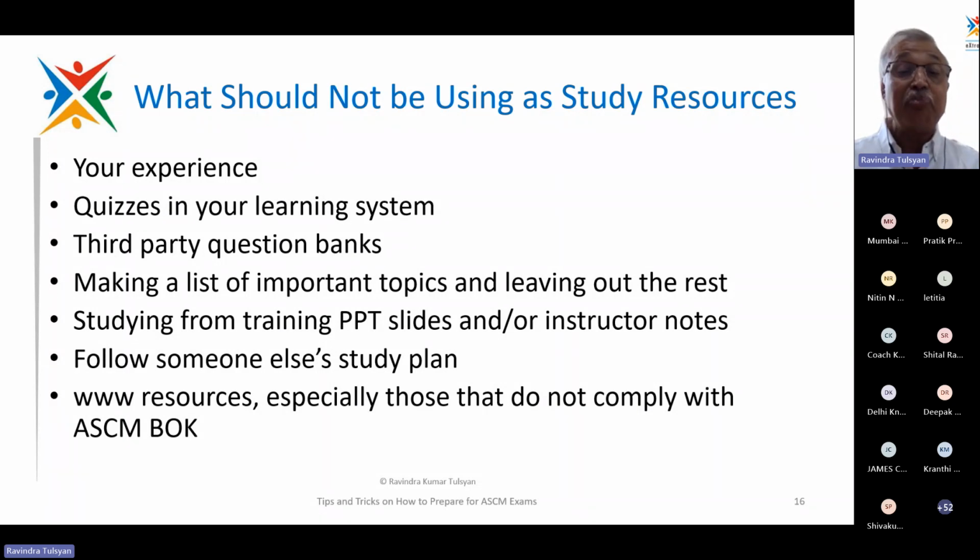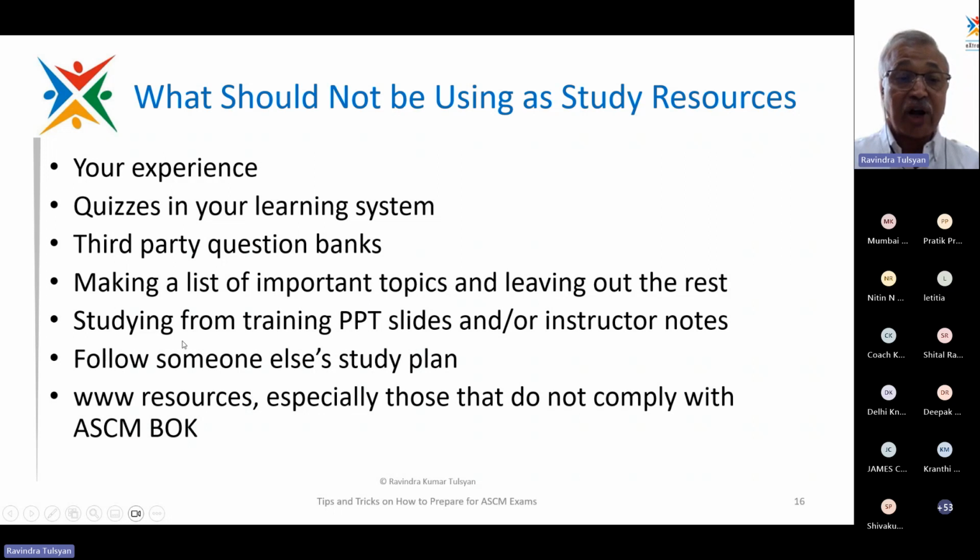And making a list of important topics and leaving out the rest. I think we used to do all this in the university. We used to take exam papers of the last 5 years, and then maybe 10 years, and then we used to make our own decision, our own guess, that this year what questions will come, what answers we'll have to give. Okay, so we can read these chapters and leave out these chapters. All that we used to do, and that is not going to work here. So don't do that. That's actually quite risky.